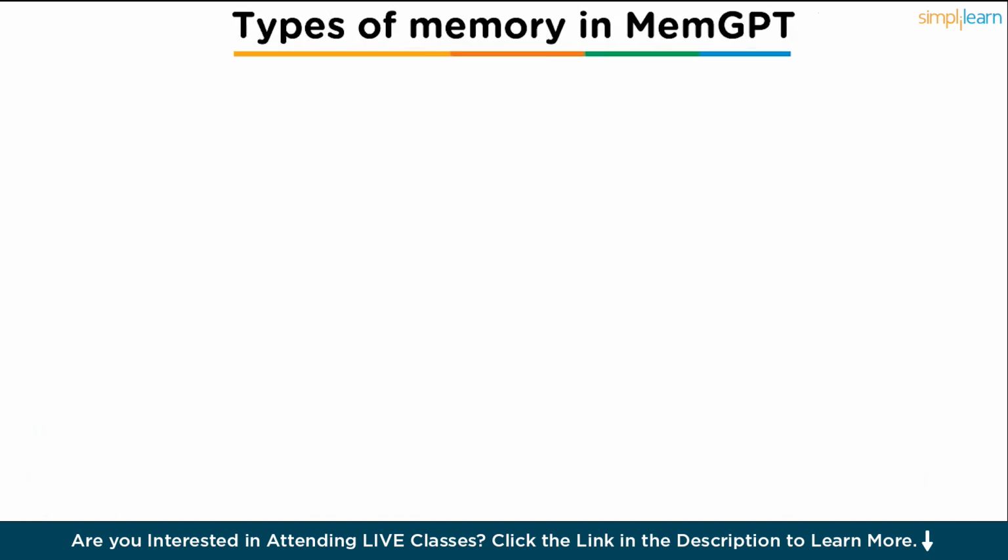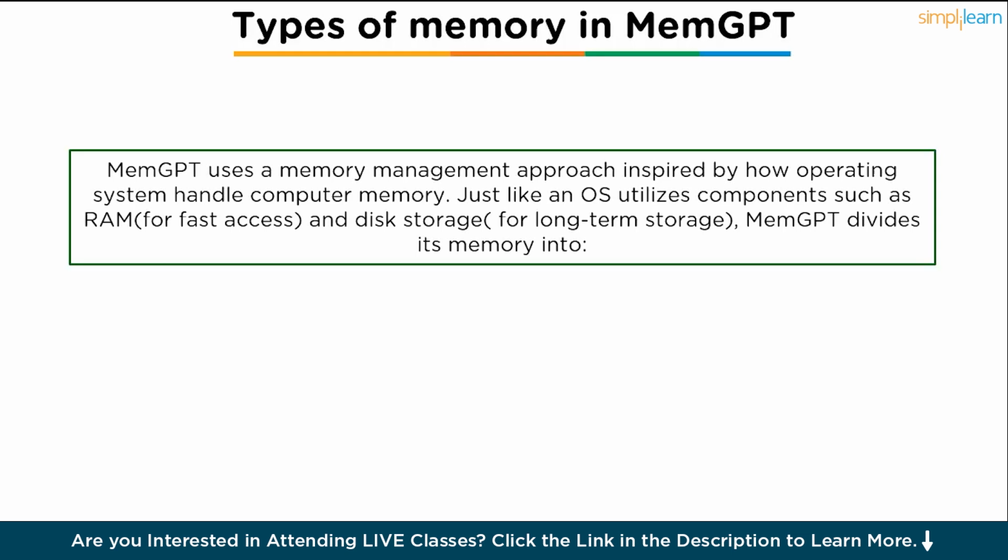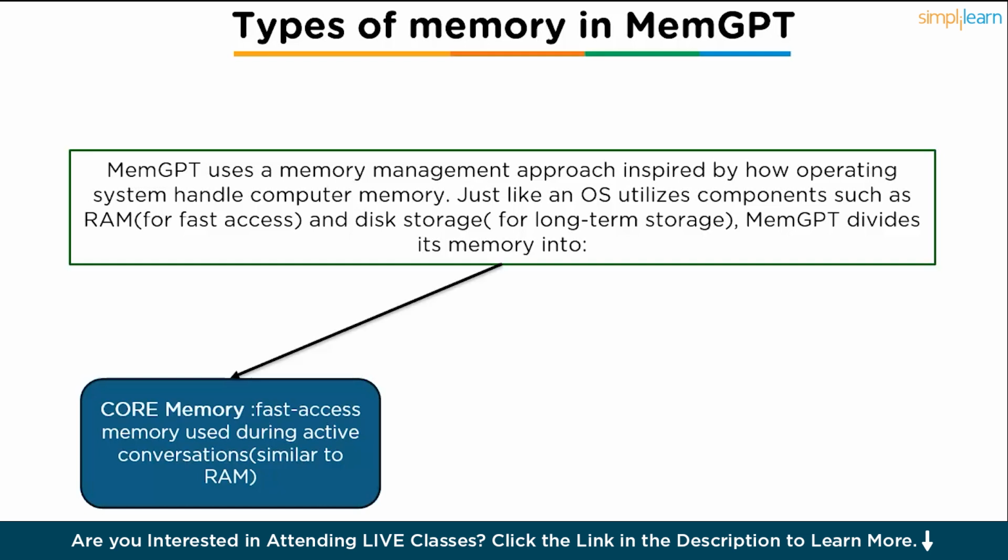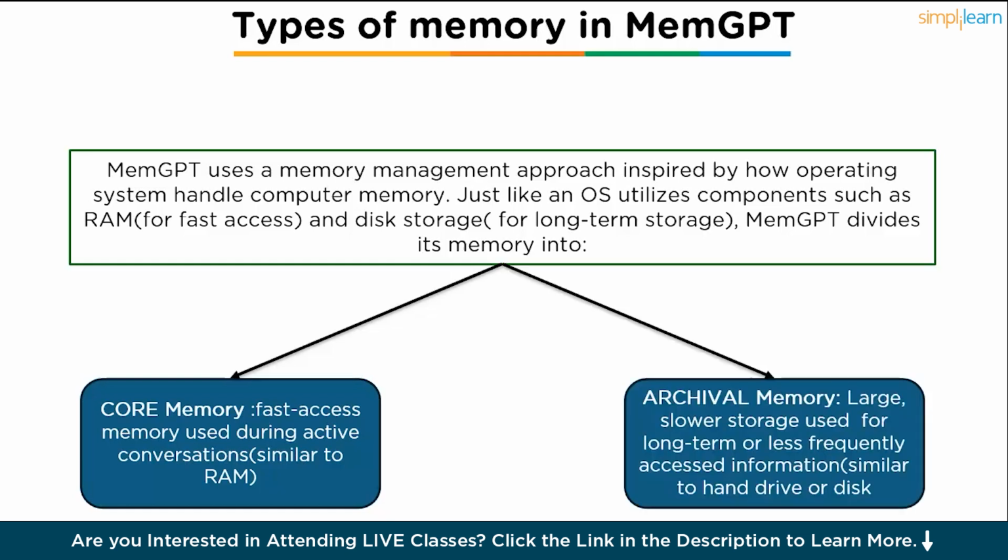Next, what are some types of memory in MemGPT? MemGPT's memory hierarchy mimics computer systems using core memory and archival memory. One, core memory, we already know it's fast access and frequently updated for active conversation. And then we have archival memory, which is slower, large-scale storage used for long-term knowledge. This design balances speed and persistence, ensuring MemGPT remains efficient during complex tasks.